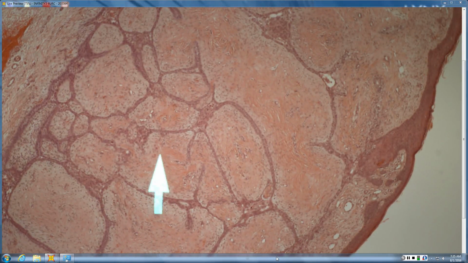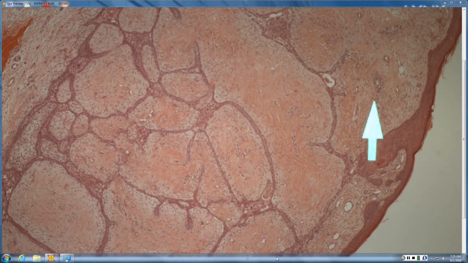So Pinkus tumor: anastomosing pink strands, blue buds at the tips. It surrounds a fibromyxoid stroma, which is why it's called the fibroepithelioma of Pinkus, but it behaves like a basal cell. And there typically are eccrine ducts in the pink strands, as he pointed out.